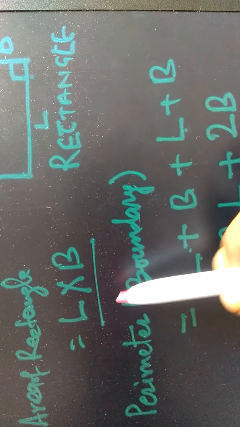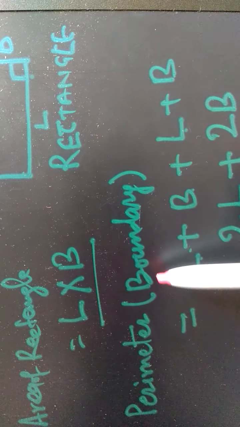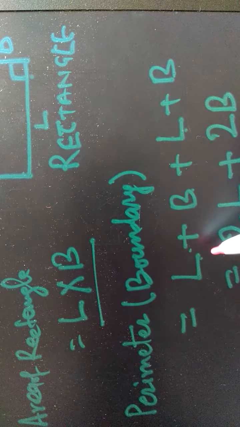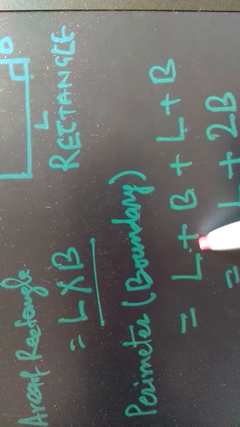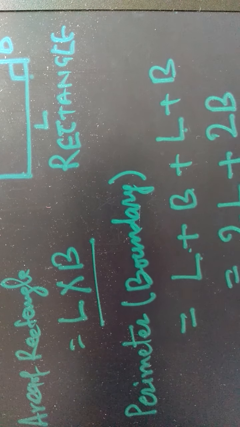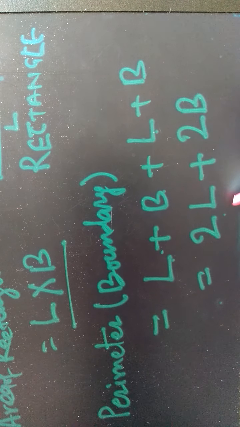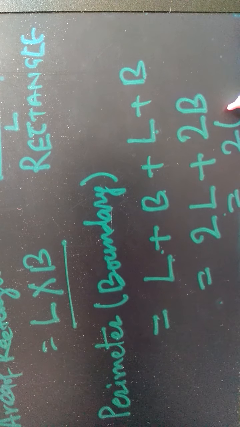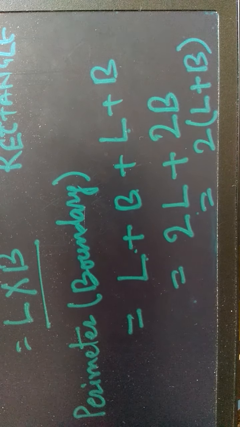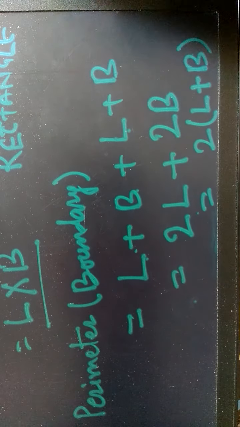Area of a rectangle, length must be multiplied by breadth to get the area, and perimeter of a rectangle means the boundary of the rectangle. We should add L with breadth. L and B must be added, and after that it must be multiplied by 2. So we will find the formula 2 bracket L plus B. This one is the formula to calculate the perimeter of a rectangle.